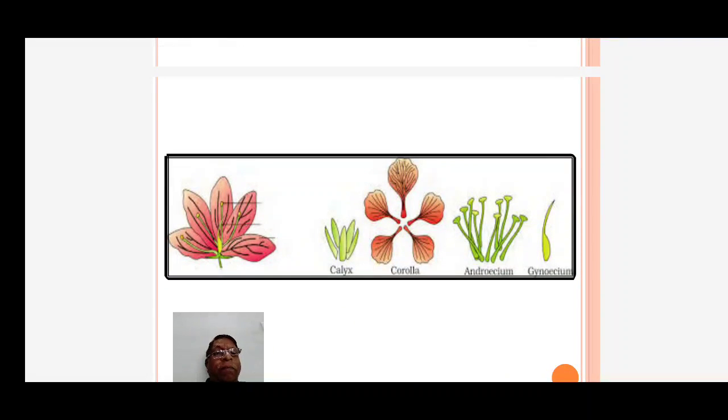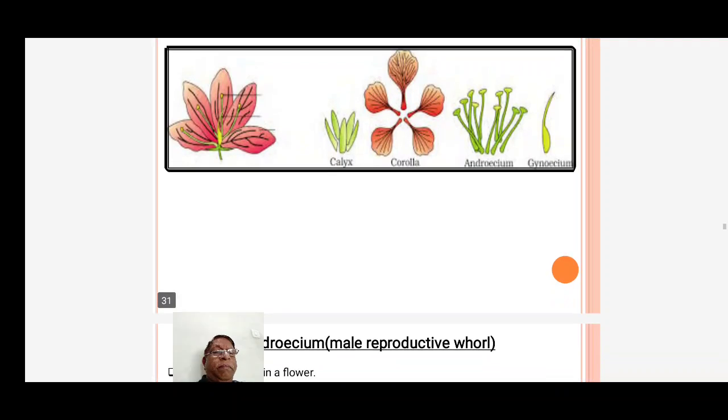See the diagram. Calyx green, corolla colored. Androecium is also there and gynoecium is also there. We shall discuss now about androecium and gynoecium.